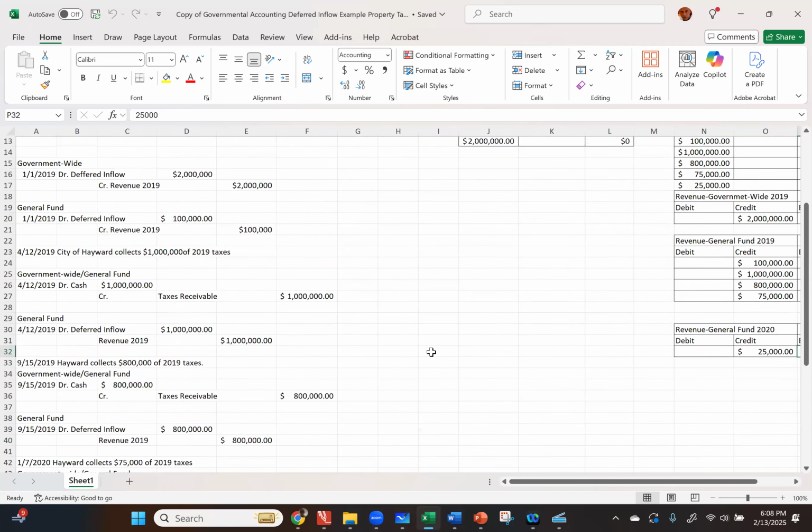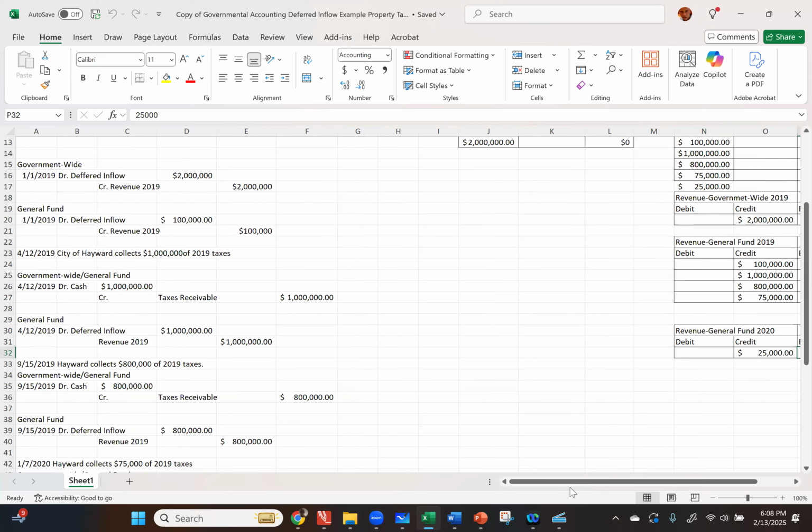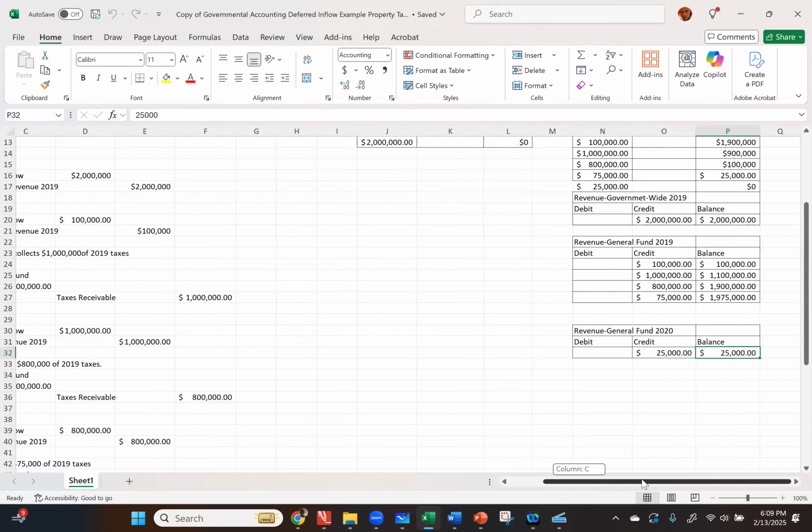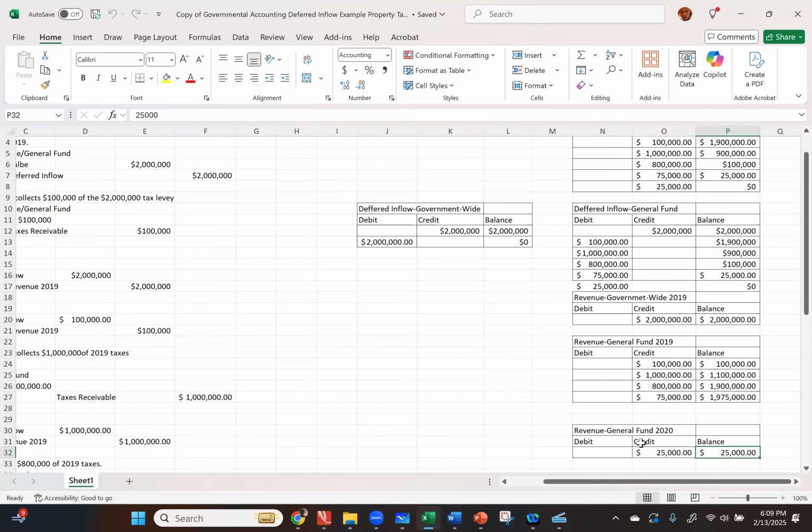So if I say to you, well, what would be the revenue for this kind of situation under full accrual? The answer is 2 million. Under modified accrual, it'd be 1,975,000.